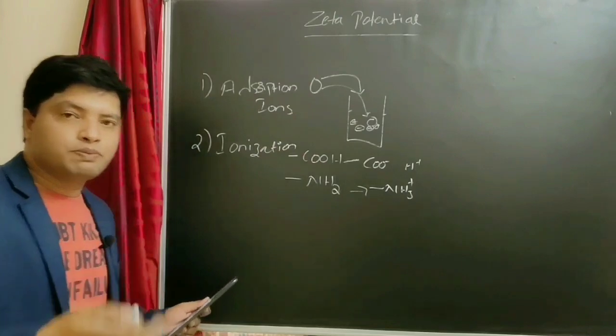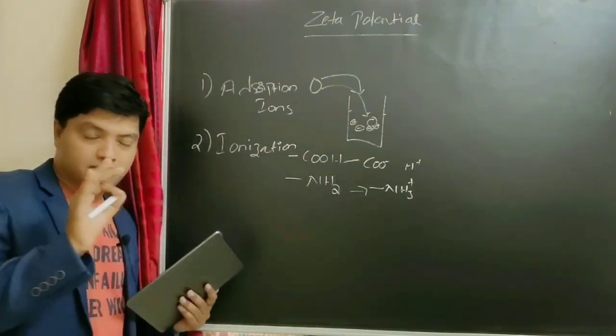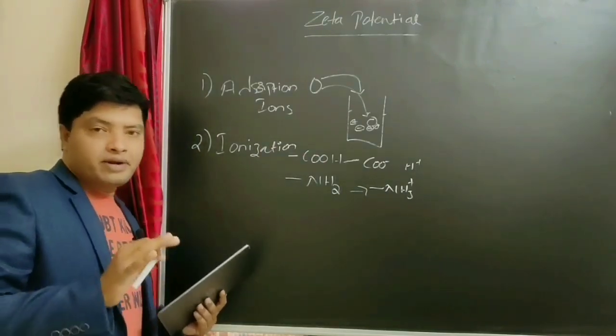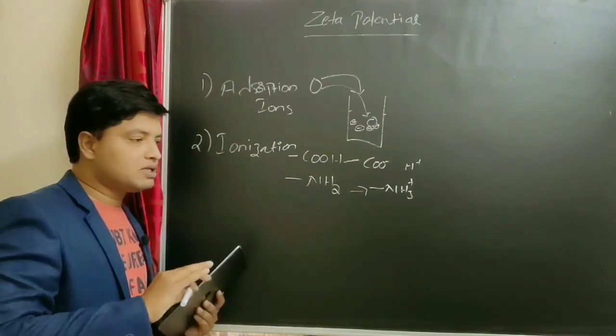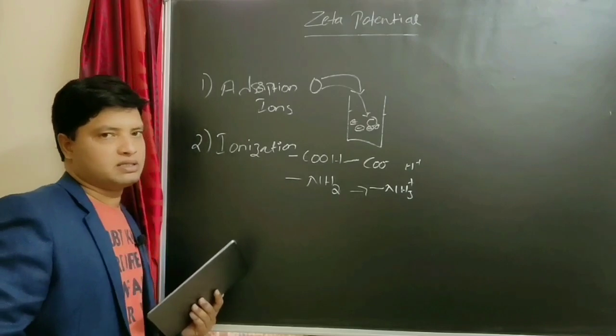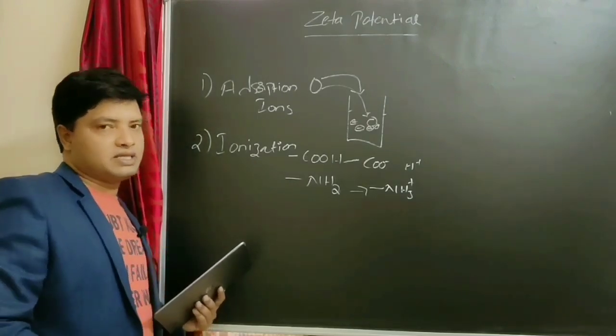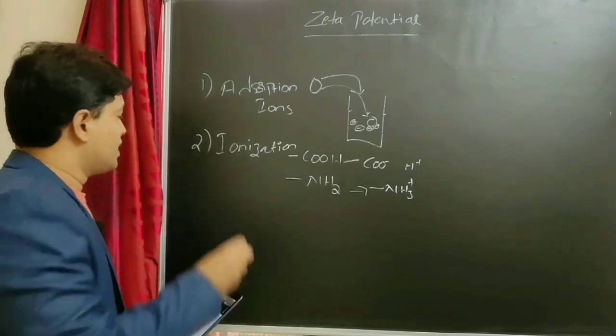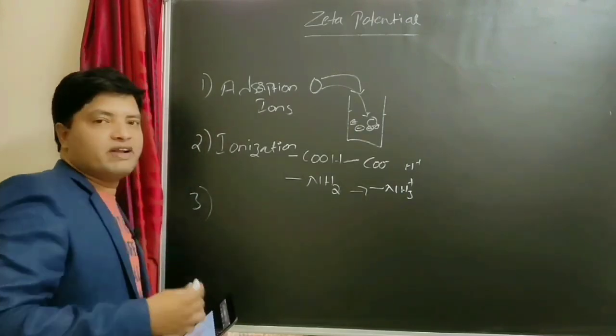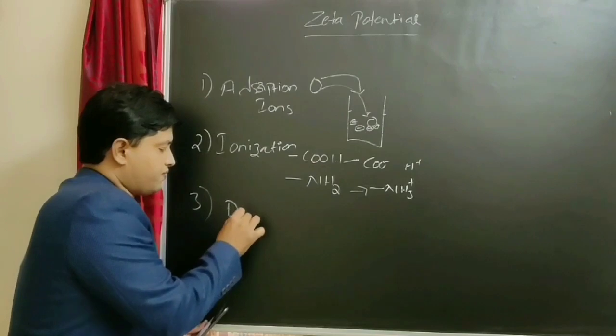So the second process is ionization of groups present within the particle. And I am specifying ionization, it doesn't mean complete ionization. If the particle is ionizing completely, it will solubilize. So here no complete ionization is there, only partial ionization is going to take place. The last method is difference in dielectric constants.